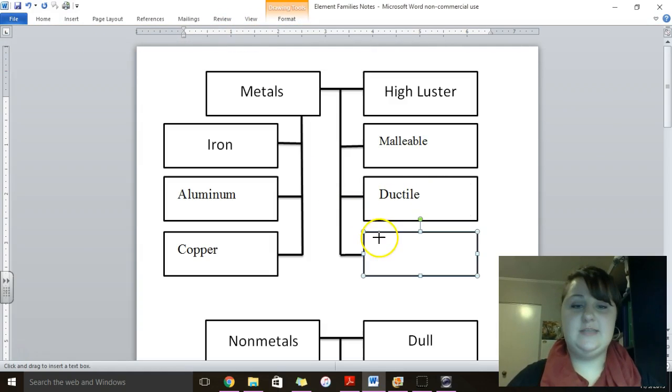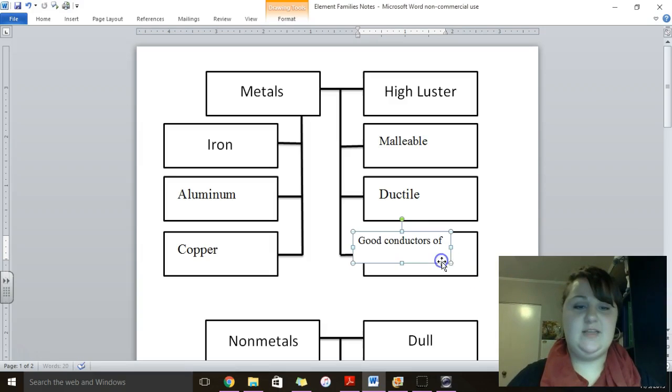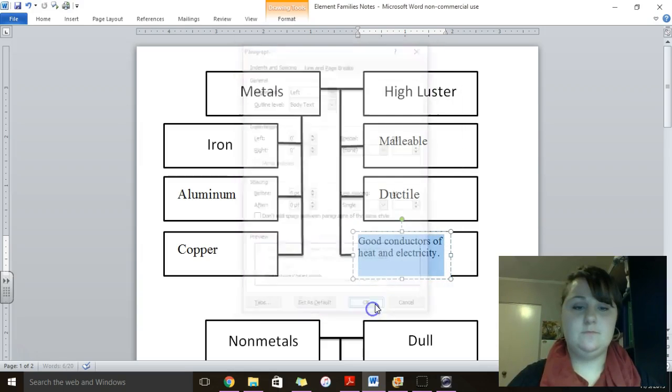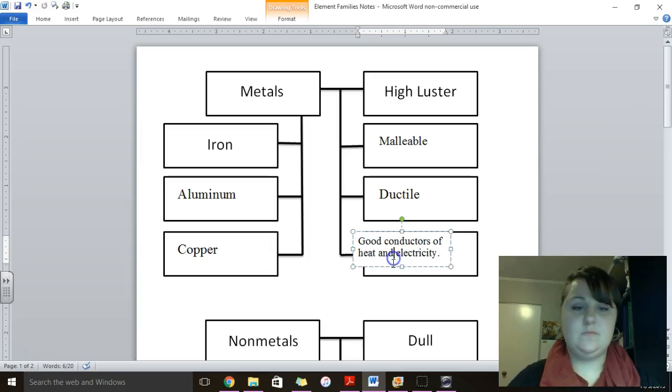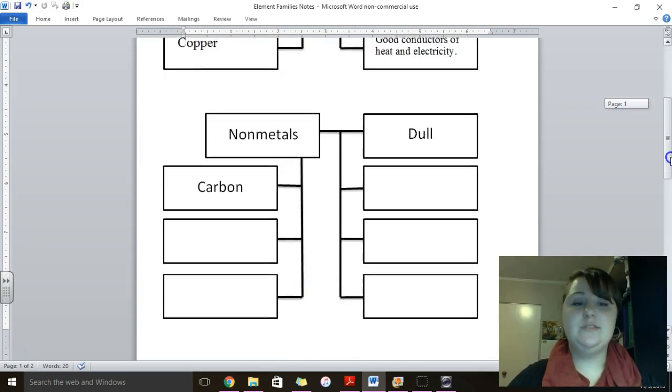And the last one that it said was that they were good conductors of heat and electricity. Just let me fix that so you can see that okay. There. And now we have metals done. So let's move on to nonmetals.